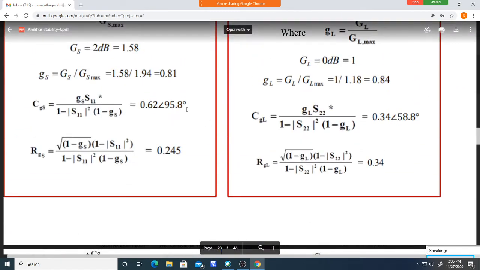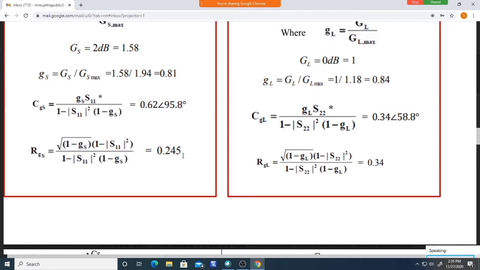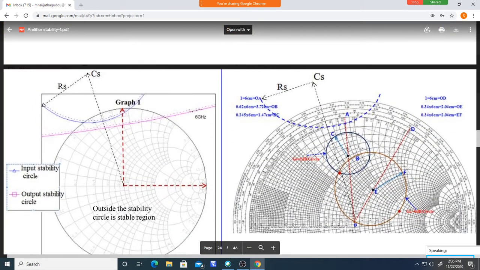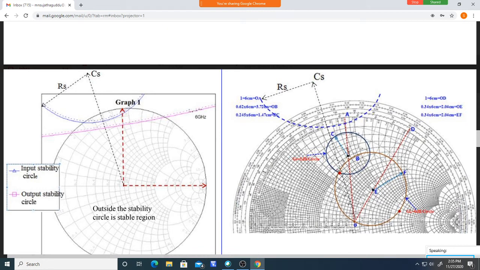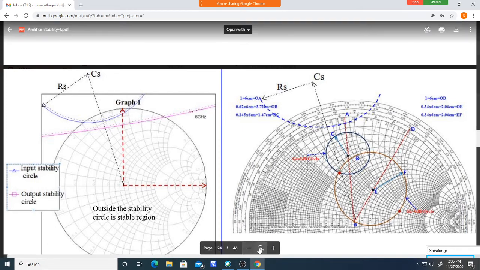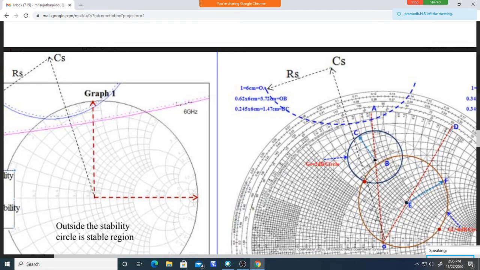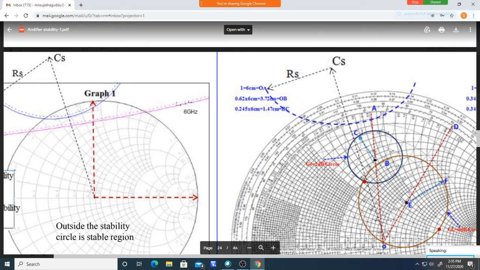Now the center of the circle, and the radius is 0.24. You take 0.24, multiply that by 6, for example, and you will be getting 1.2 something. Take that as the radius, this as the center, 1.2 centimeters, and draw the circle. This is the constant gain circle, GS equal to 2 dB. This one we have drawn.